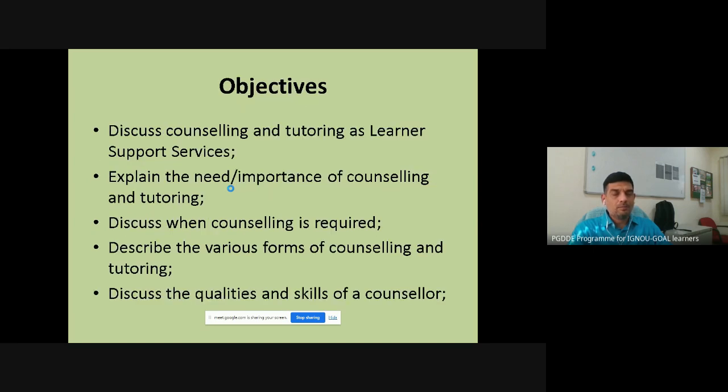Then, what are the main learning outcomes or objectives, as we can say? To discuss counseling and tutoring services as a major learner support. Just as we had seen the development of skills, the assessment and evaluation support, the course materials, administrative support, and other support services, we have talked about.